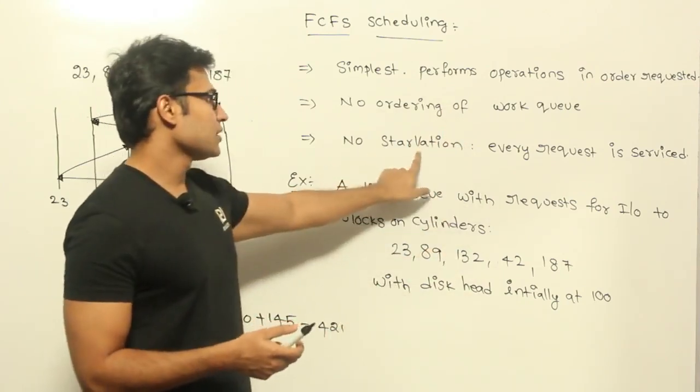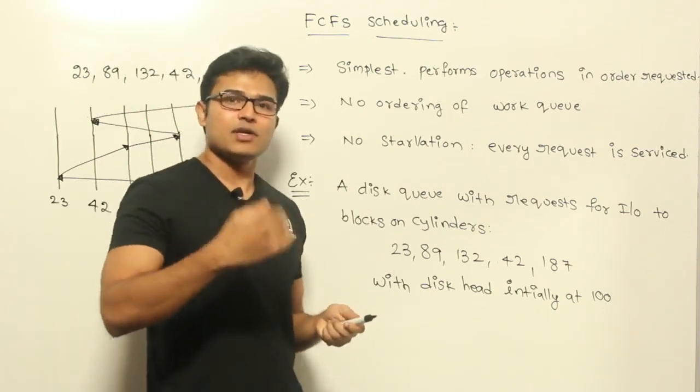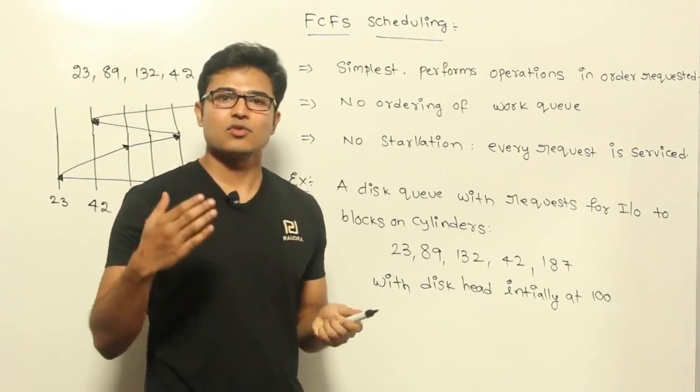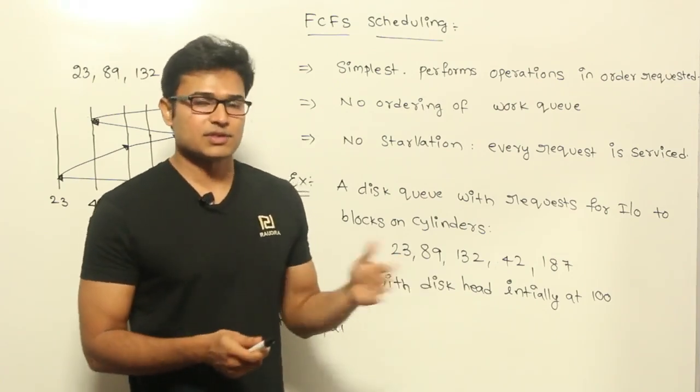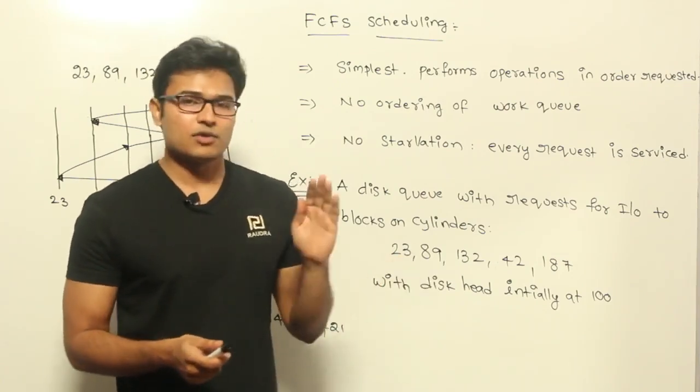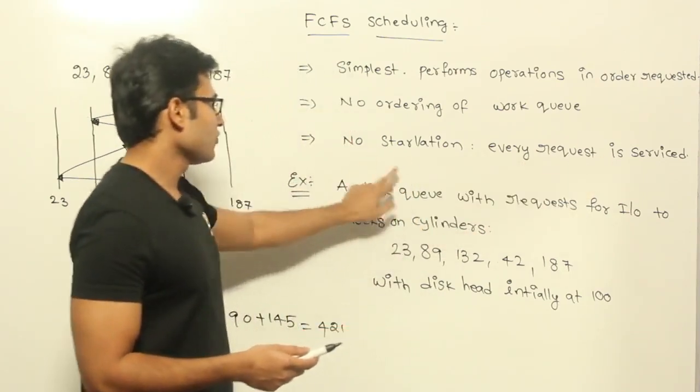And no starvation here. Why is there no starvation? We are going to take up every request one after the other. Therefore, no job will be starved. Everything will be processed. Every request will be processed, eventually. So every request is serviced. That is the meaning of no starvation.